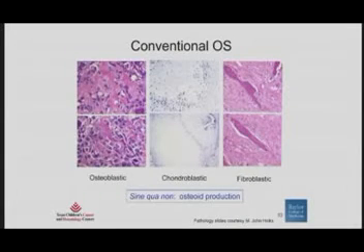In terms of the histologic subtypes of osteosarcoma, the most common histologic type is conventional osteosarcoma, and this consists of osteoblastic, chondroblastic, and fibroblastic forms. The sine qua non of osteosarcoma is the production of osteoid or new bone formation.